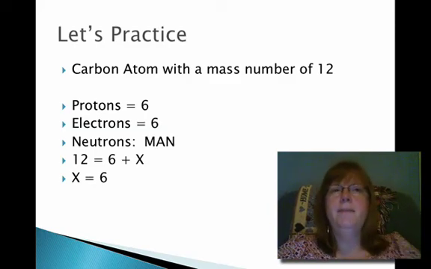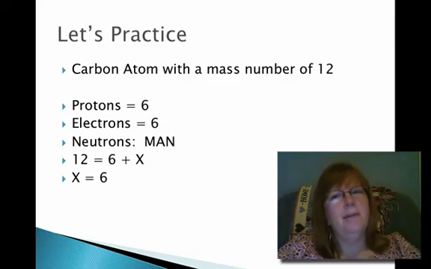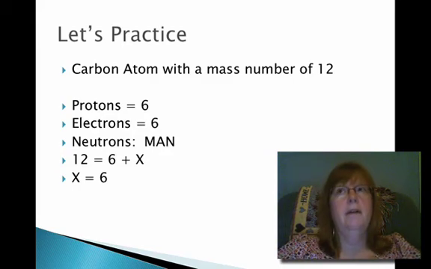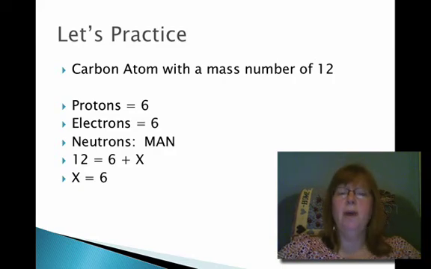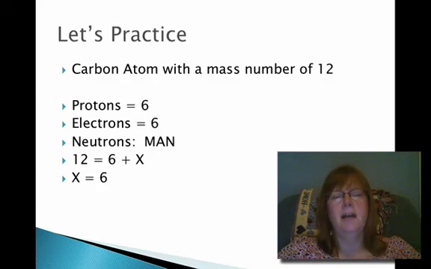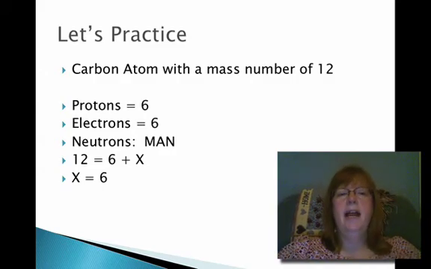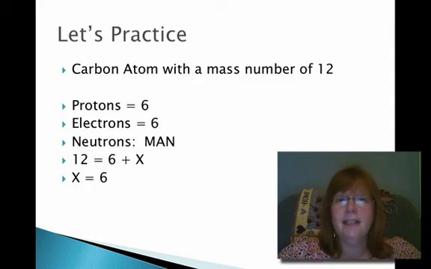So let's practice. If we have a carbon atom with a mass number of 12, well, look on the periodic table, carbon has an atomic number of 6. 6 protons. We're back to talking about atoms now, where the electrons are equal to the number of protons, 6 electrons. If the mass number is 12, let's remember our man. Our mass number is 12, and that's equal to our atomic number, 6, plus, well, however many neutrons we have, x. Doing this simple algebra, x is 6, we have 6 neutrons.